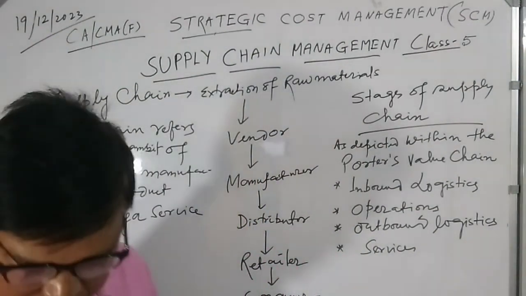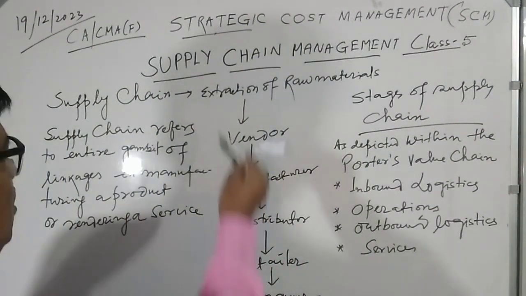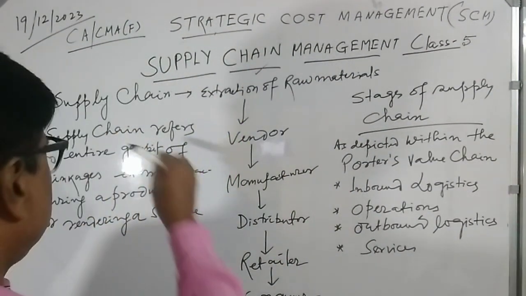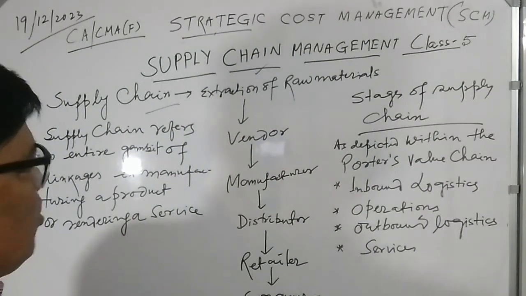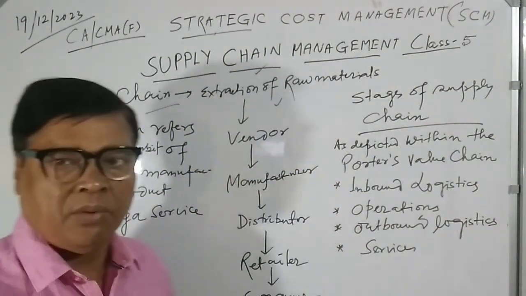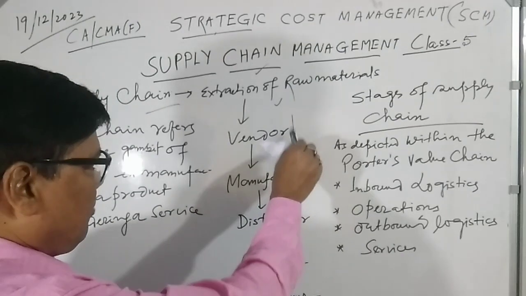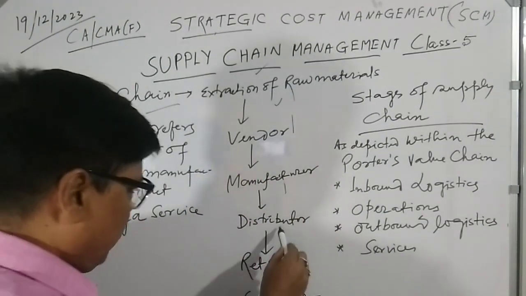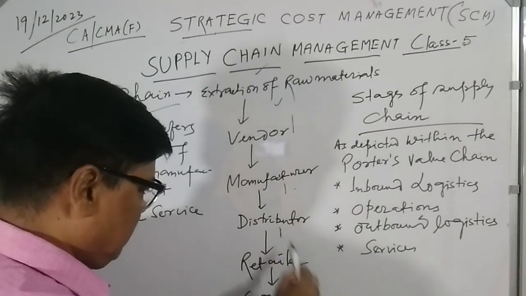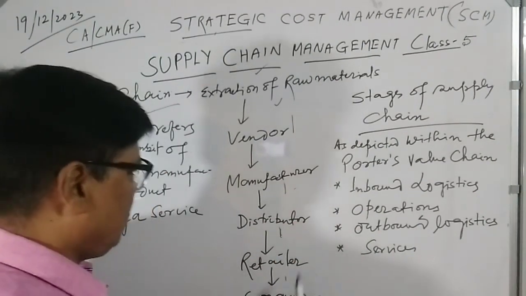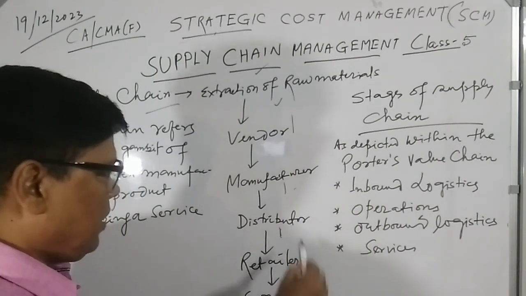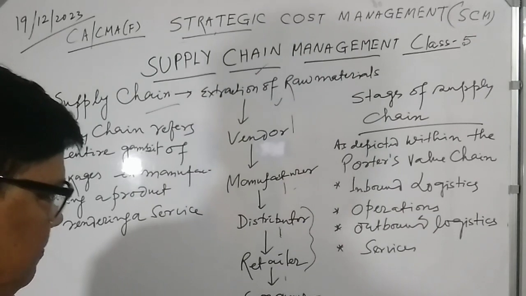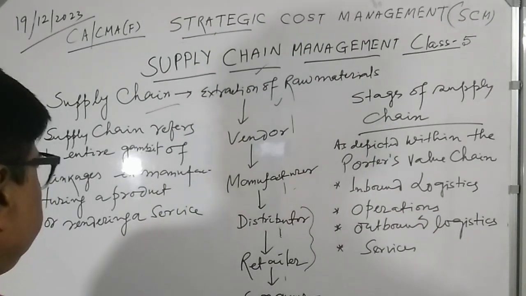Now let us discuss what supply chain management depicts and what its functions are. How does a supply chain start? It starts with the extraction of raw materials, then comes the vendor, manufacturer production, then distributor, retailer and consumer. You see that from manufacturer to consumer you cannot go directly, you have to go through the distributor and retailer. That we will discuss one by one.